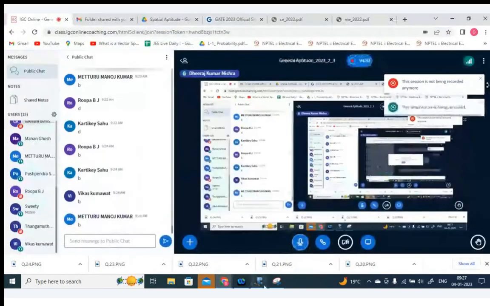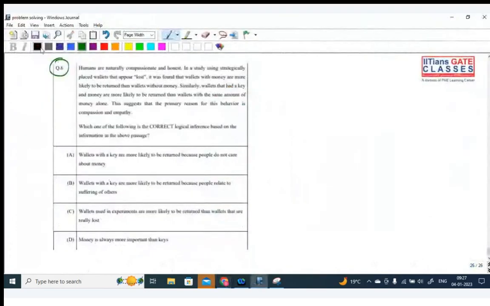We are solving this. The question here is this. Again, you have to use TQQ: quality, quantity. Quantity means how many words, some special words. You have to focus on that.